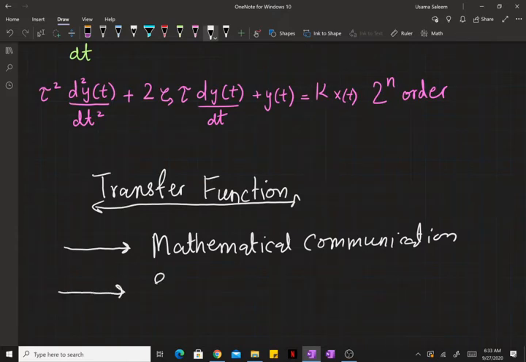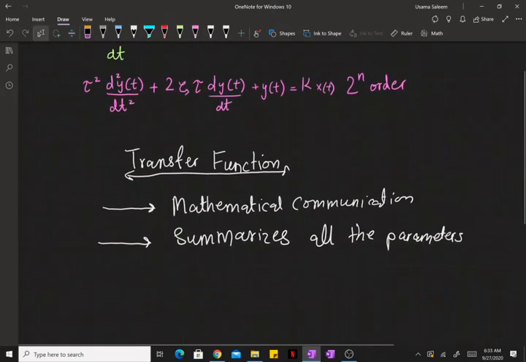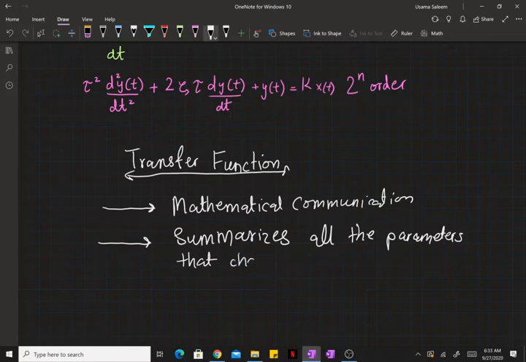Now, the reason a transfer function is desirable is because it summarizes all the parameters, and these parameters may include the gain of the process, the time constant of the process, the damping factor, etc. The transfer functions are going to summarize all the parameters that characterize your dynamic system.